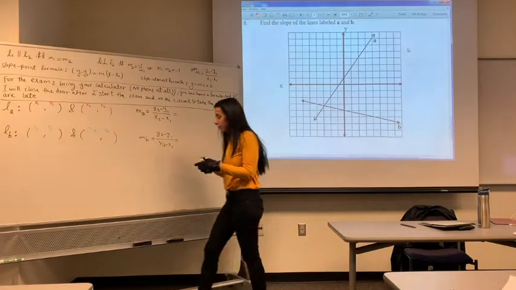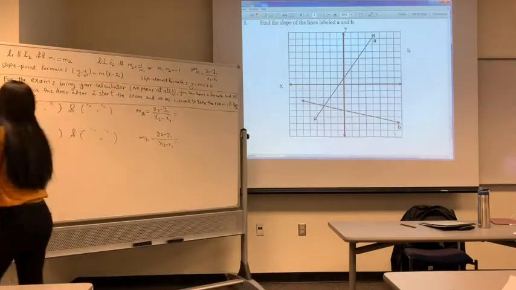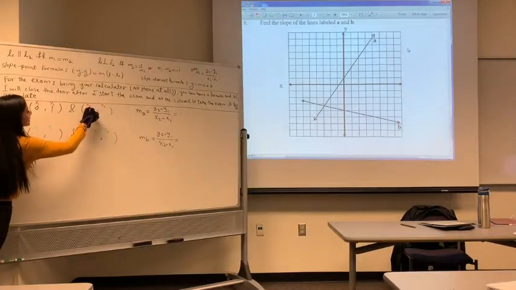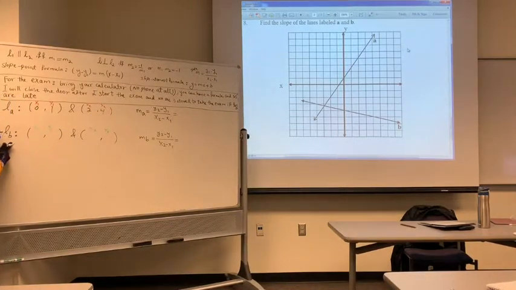Okay. Shall I solve it? Line A. Give me 2 points. 0, 1. Is that correct? Yes, all of you? 0, 1. And another point? 2, 4. Okay. Line B? 0, negative 4.